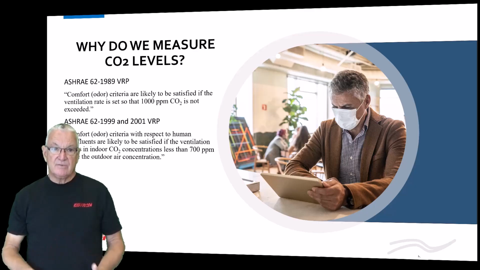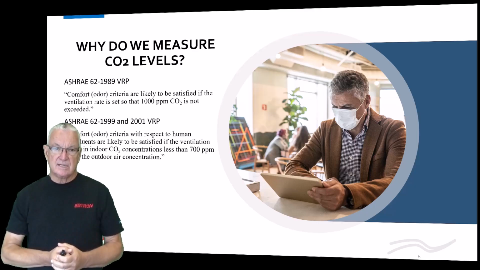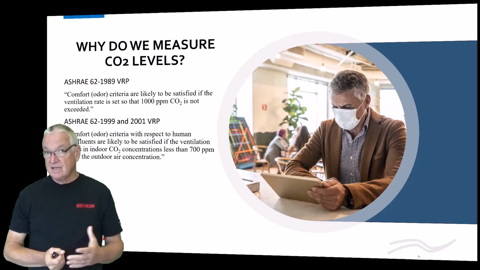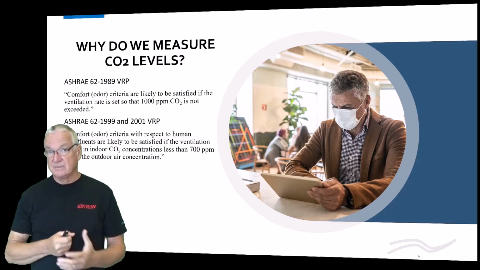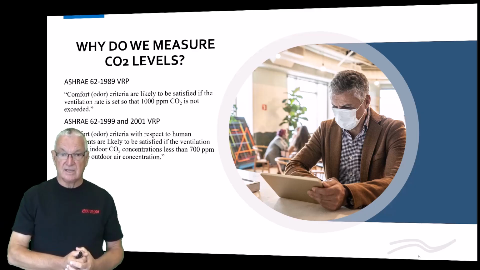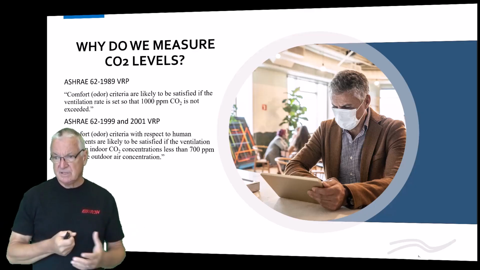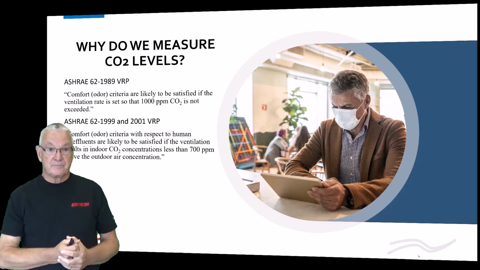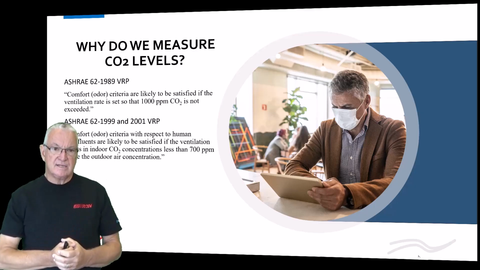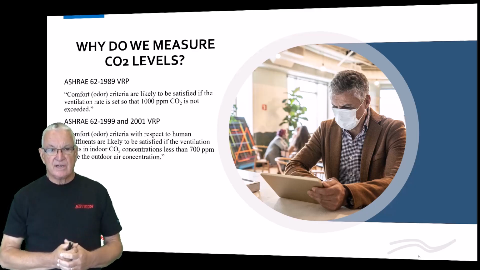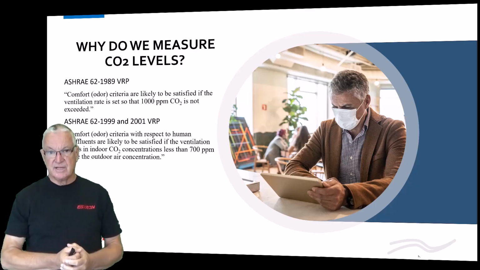In 1989, when the ventilation rates for Standard 62 were increased, a sentence was put into the ventilation rate procedure that I think confused a lot of people, as well as an appendix put into the standard that talked about CO2 and ventilation. It totally got misinterpreted, particularly by folks that are selling CO2 sensors. There was a sentence in there that said comfort or body odor criteria are likely to be satisfied if the ventilation rate is set so that 1,000 parts per million CO2 is not exceeded.